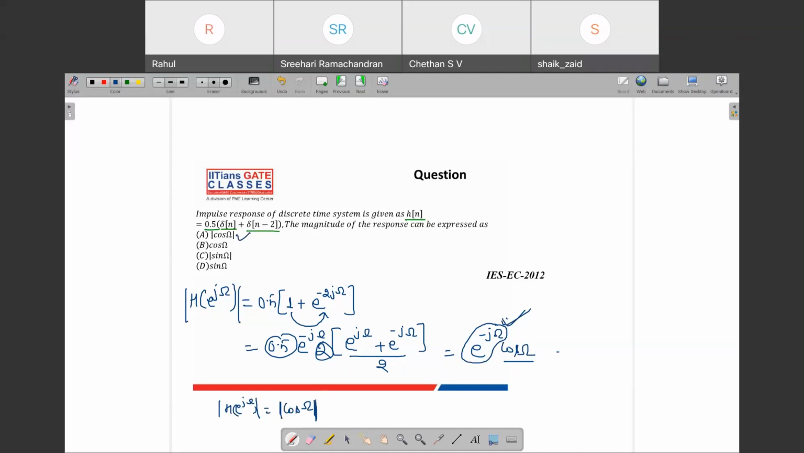If you remove the mod, this cos omega can go negative, but since you are putting the mod here, it should not go negative. That is the difference here between cos omega and mod of cos of omega. So this is wrong, and this will be the right one, because here we need to find out the magnitude.